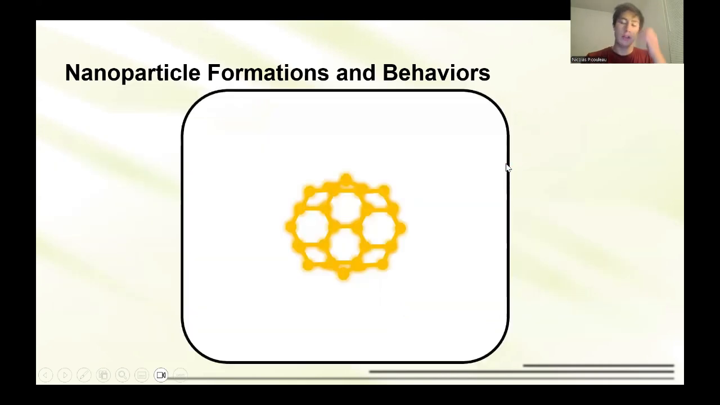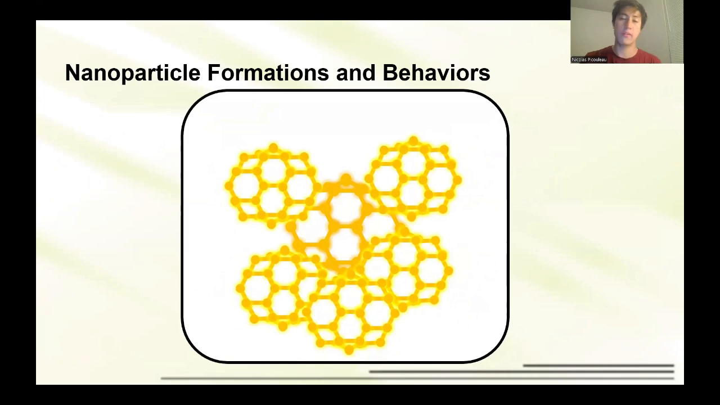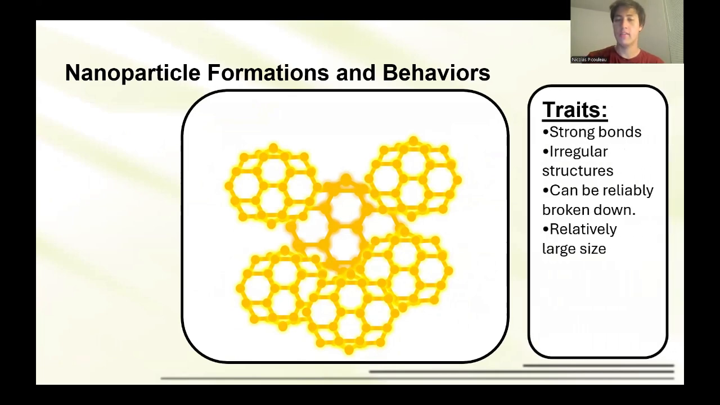To go more into depth, let's focus on the agglomeration nanoparticle structure. Here we have one lone nanoparticle that over time comes in contact with other nanoparticles to form an agglomeration. As you can see, this agglomeration is somewhat irregular in terms of its shape. It has a relatively strong bond, which makes each particle bonded to the mass in a very strong way. And it tends to be of a relatively large size due to the fact that this is several nanoparticles that have come together.